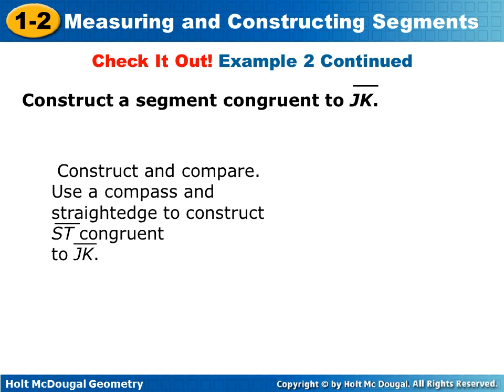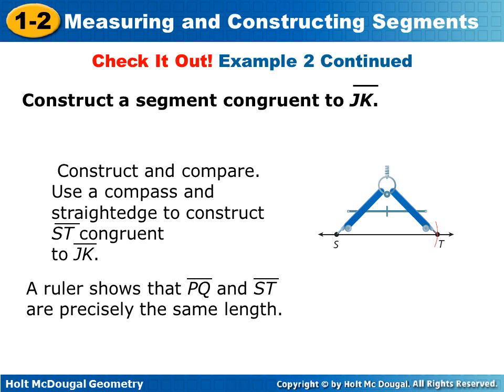So if we want to construct a segment congruent to JK, we take a line JK and we use our compass to measure how long it is. We put the point at J, make an arc at K, and then we draw a line with point S. We put our compass point at S and mark the arc on the line and label it T. Don't worry if you're not following along with these constructions exactly. We'll go over them in class on the whiteboard.